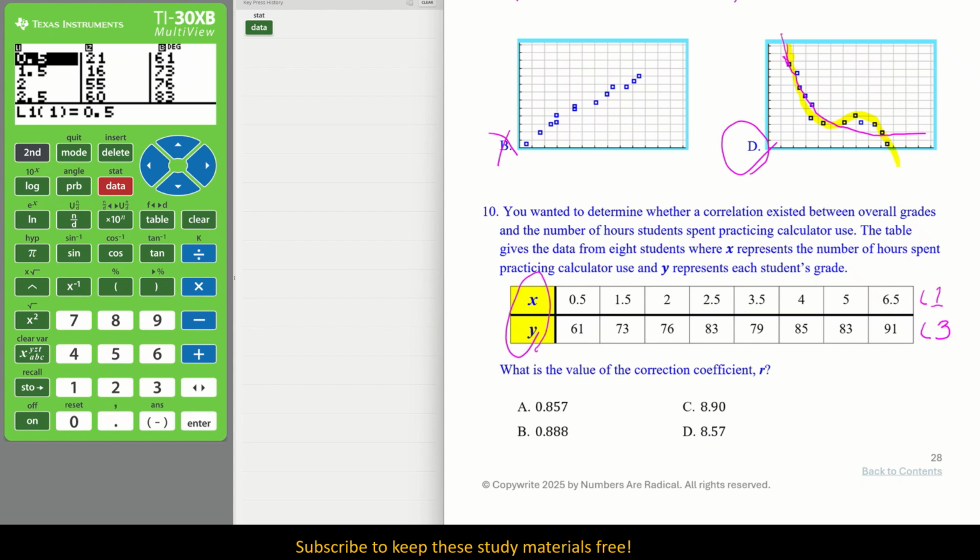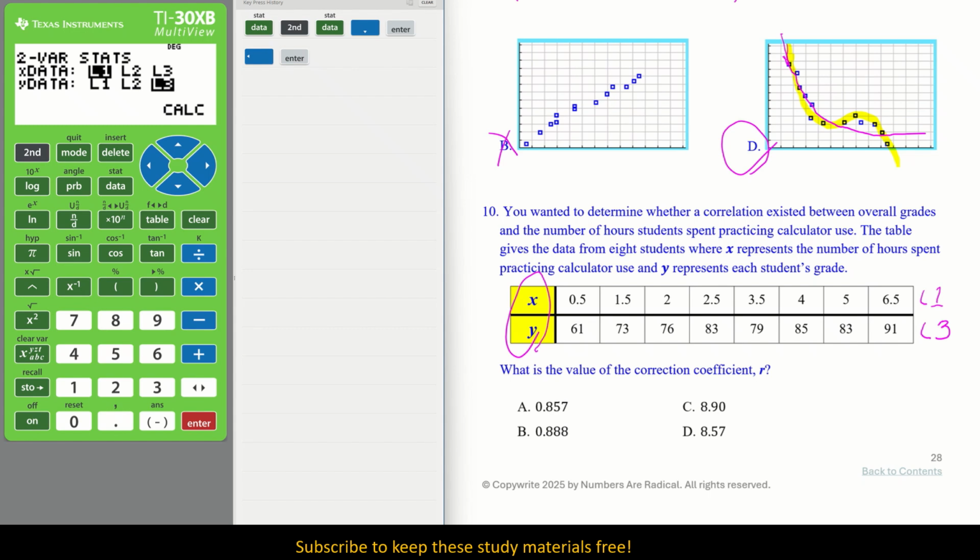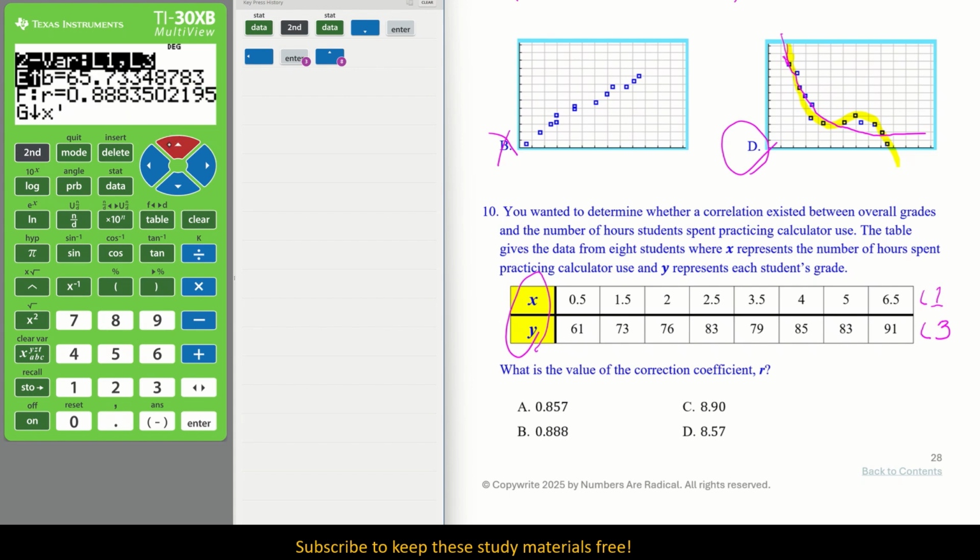All right, so let's set this up. Second data, go down to two variable stats. Enter. So for the x's, we're in L1, highlight that. And the y's are already in L3, so we're okay. All right, so we can just enter and calc. Okay, so we have calculated. Now what do we do? Well, arrow up until you see that R. There we are. So we have our A, our B, and our R.